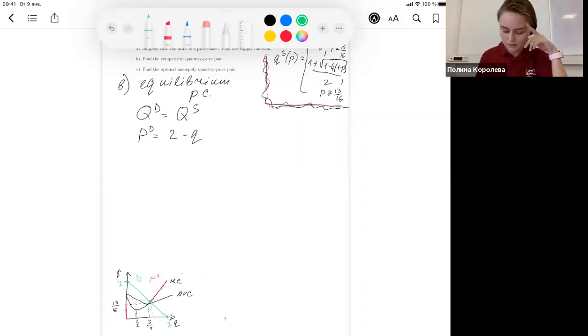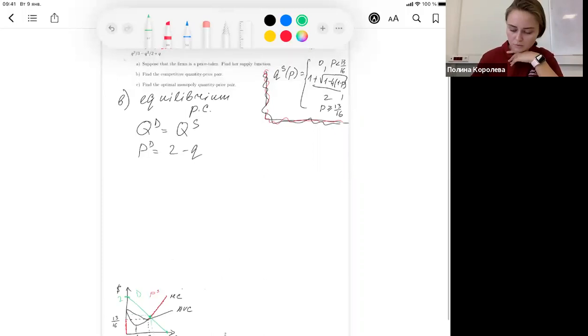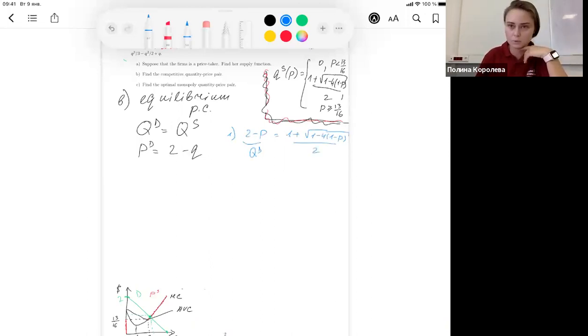So let us, for simplicity, equalize the inverse demand and inverse supply functions for not working with this square root. Yes, but you can work with it. So first, you can equalize quantity demanded, which is 2 minus P, and quantity supplied, which is 1 plus square root of 1 minus 4 times (1 minus P), over 2. And from here you will find the price for which this is true. This is quantity supplied for our firm.